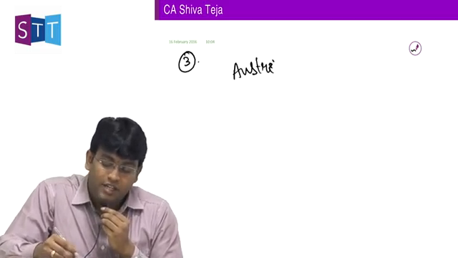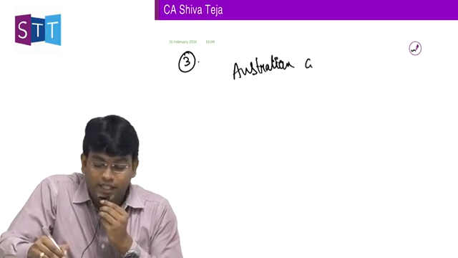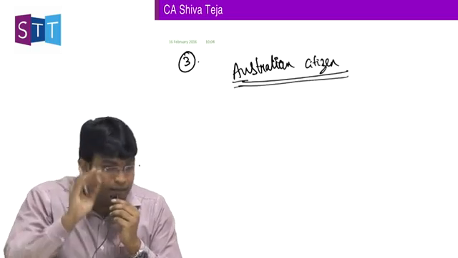He is an Australian citizen. And the question has never told whether he is an Indian citizen or not. Will you assume he is an Indian citizen? We should never ever assume. The question has to specifically tell.